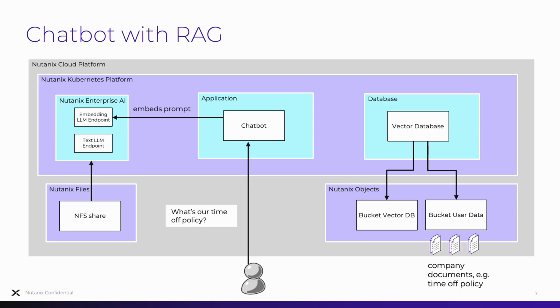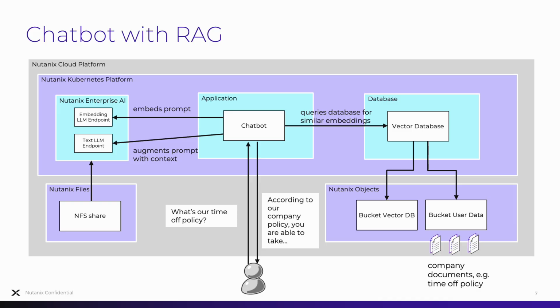It's going to embed the prompt, and then it's going to compare that vector with vectors in the database to find similar embeddings. And then what it's going to do is it's going to go ahead and augment the prompt with the context that it found in the database, and then it will return a much more specific and accurate answer.